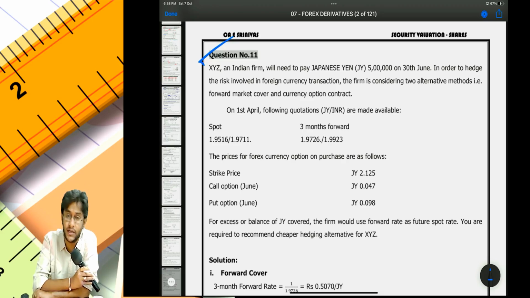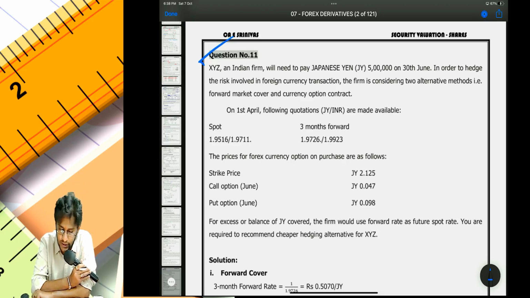XYZ, an Indian firm, will need to pay Japanese yen 5 lakhs on 30th June, so they have a yen payable. In order to hedge the risk involved in foreign currency transaction, the firm is considering two alternative methods: one is forward market cover and the other is currency options. So only two choices here. One is forward contract hedging, the other one is options.